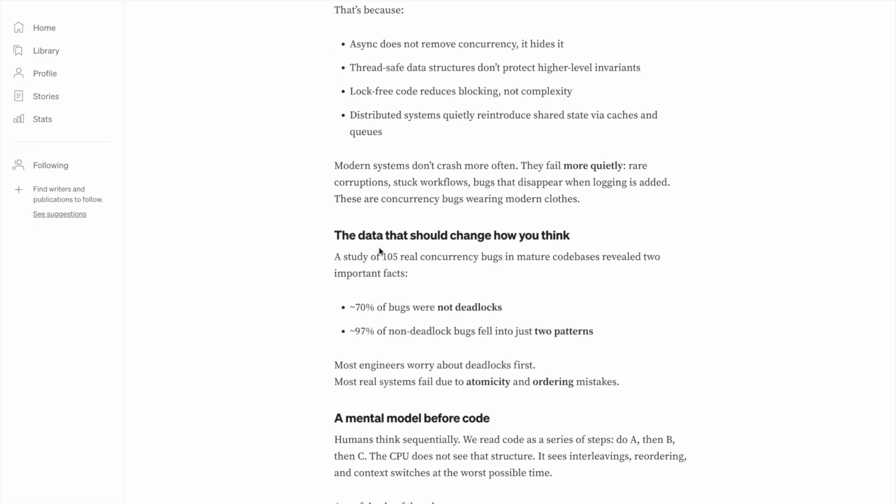This blog is based on a study of 105 real concurrency bugs in very mature code bases that revealed two important facts. 70% of the bugs were not deadlocks, and 97% of the non-deadlock bugs fall into just two patterns. Most of us have studied deadlocks in our operating systems classes in college. So we always worry about deadlock first, but the real failures happen due to atomicity and ordering mistakes.